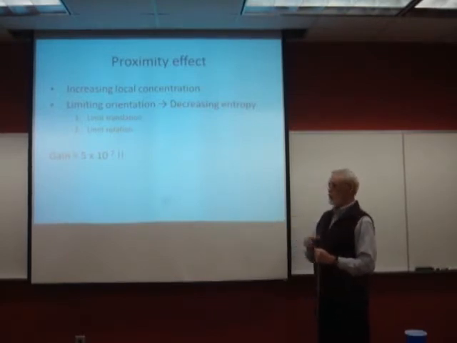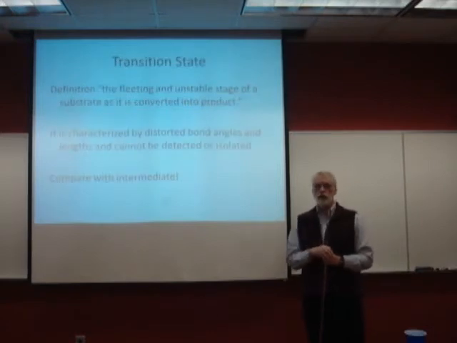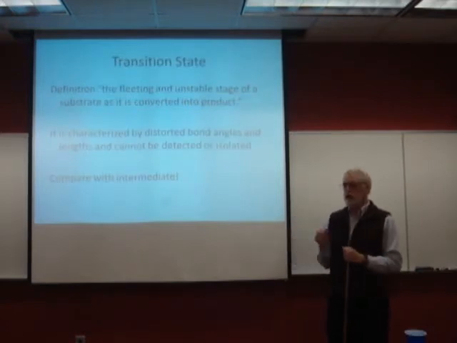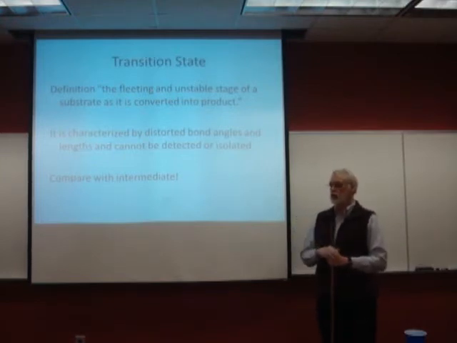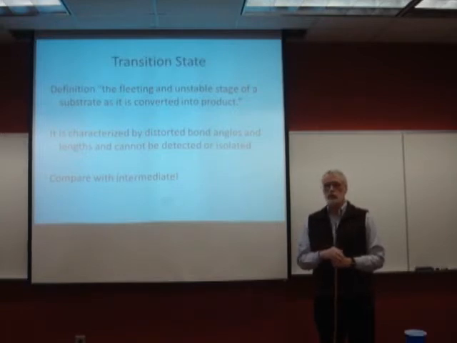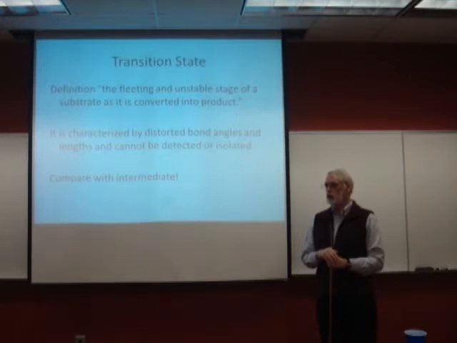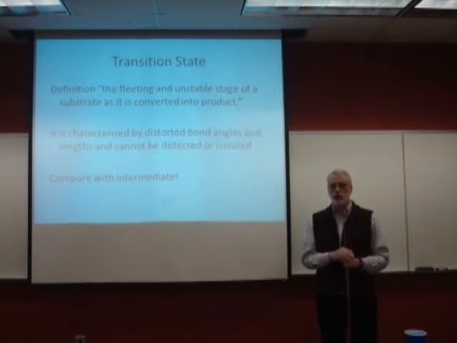So let's take a look at the next one. Now we need to cover some more concepts. First is the transition state. The transition state is a fleeting and unstable stage between the substrate and the converted product. It's characterized by distorted bond angles and bonds, and it cannot be detected or isolated. So this is an invisible transition.